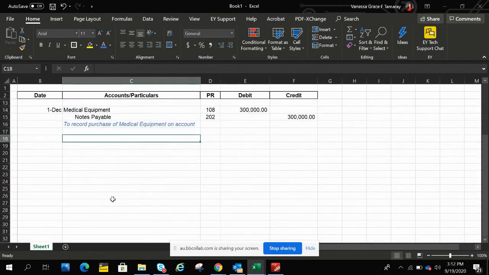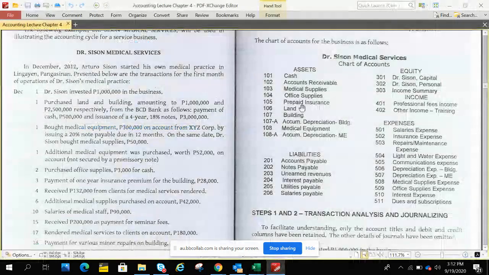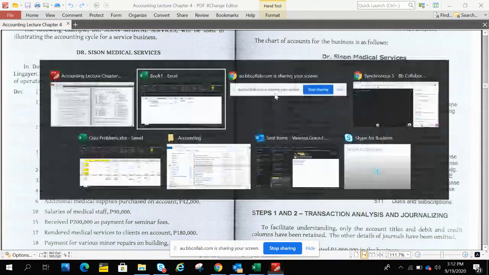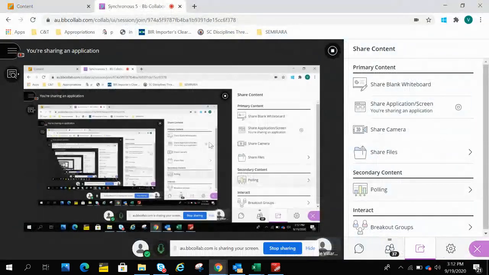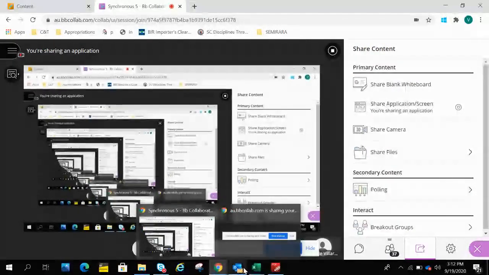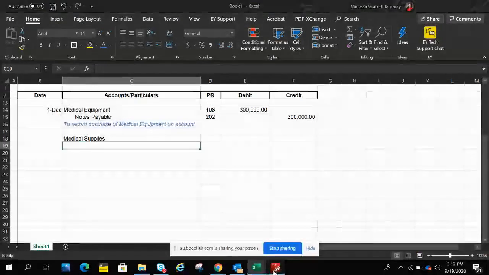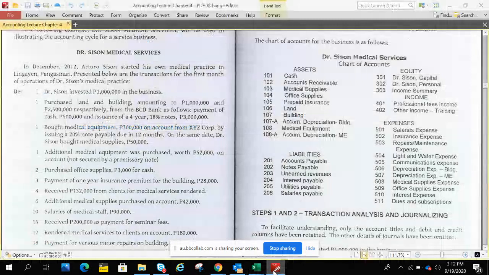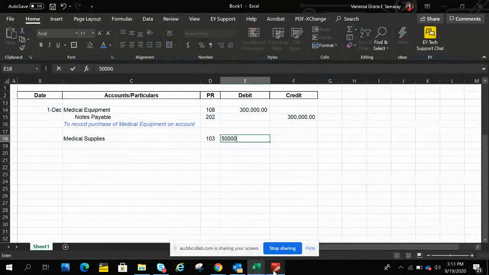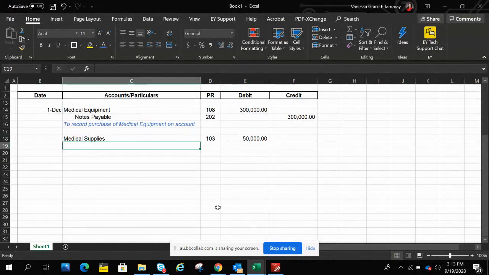Okay, next. Bumili din daw tayo ng medical supplies. Ano ba yung medical supplies dito? Meron ba tayo? Medical supplies. Ayun. 103. Diyan pa ba kayo? Okay pa ba kayo dyan? Sabihin nyo pagka hindi nyo ako naiintindihan. Okay. Medical supplies, 103. Magkano? 50,000 pesos. Pero wala siyang sinabing on account.